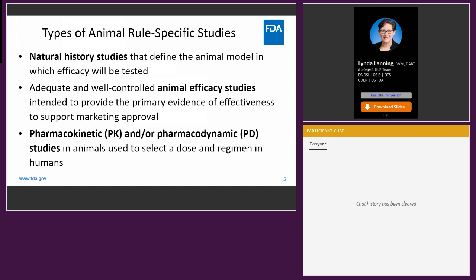As a bit of a reminder, animal rule studies can be categorized into three general types. Natural history studies are conducted to define the animal model in which efficacy will be evaluated. Animal efficacy studies are intended to provide the primary evidence of effectiveness to support marketing approval, and these studies should be of adequate design and well controlled. And PK and/or PD studies in animals are used to select a dose and dose regimen in humans.